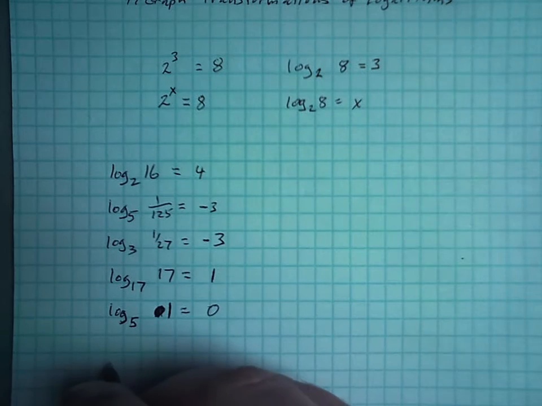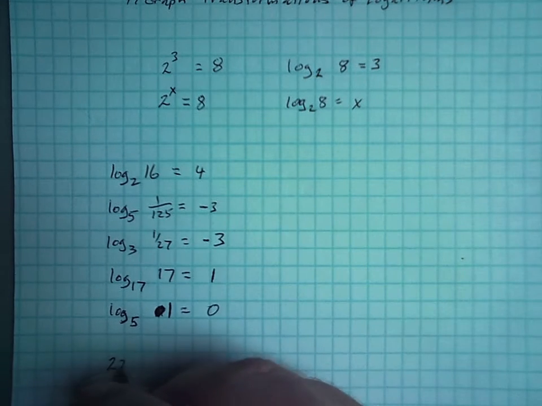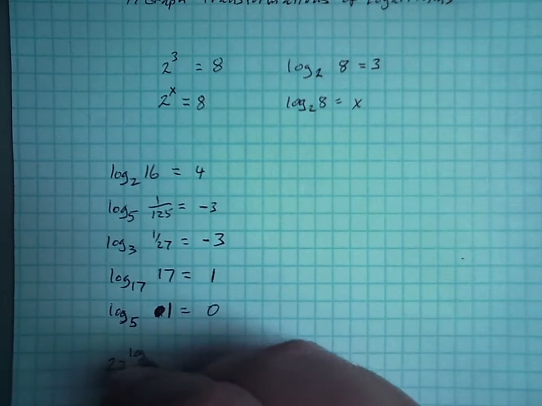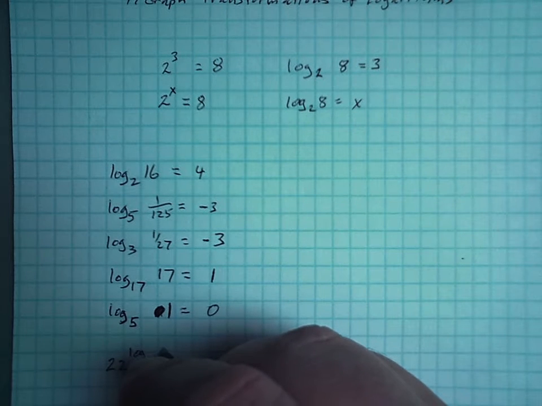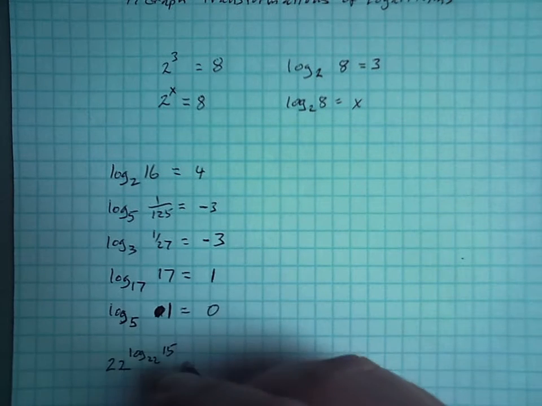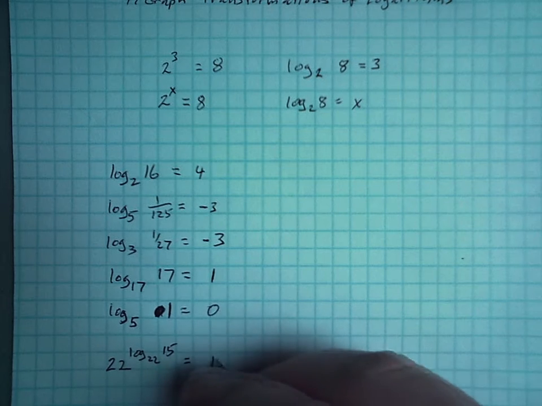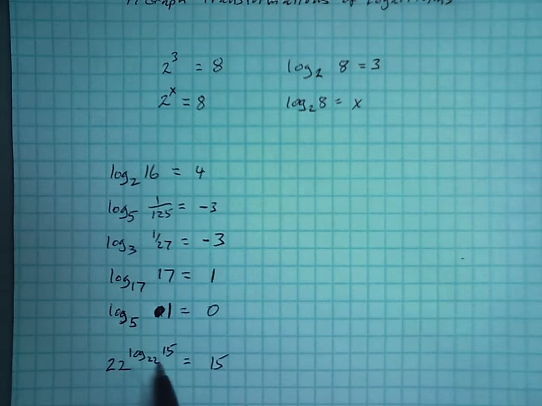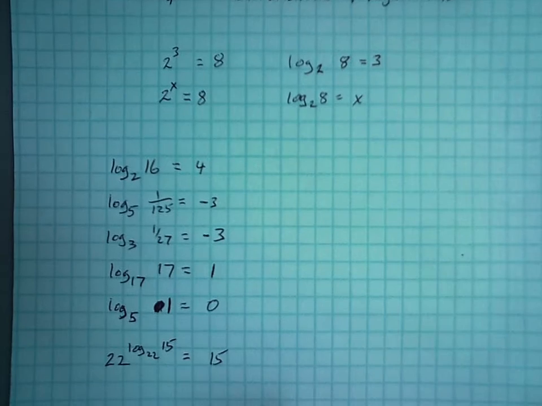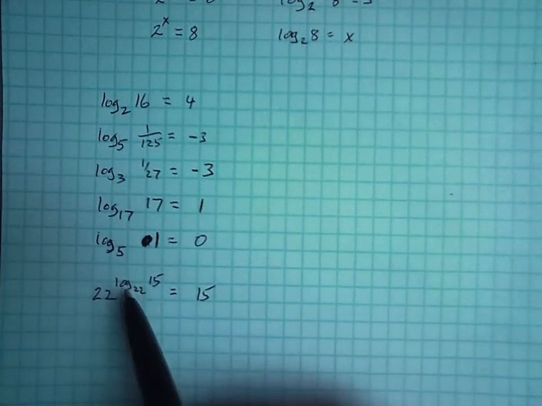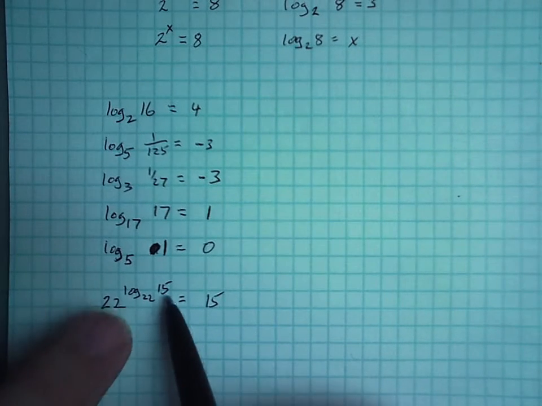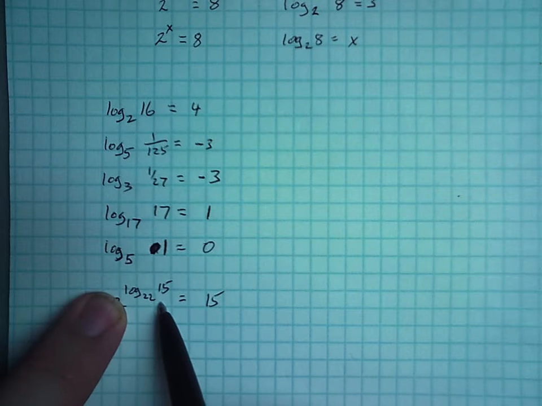The other one you'll want to remember is, since they are inverses, 22 to the log base 22 of anything, like say 15, is going to be that thing. These are opposites, they cancel. If you want to unpack that a little bit, logically speaking, here you're asking, what power do I stick on 22 to get 15?